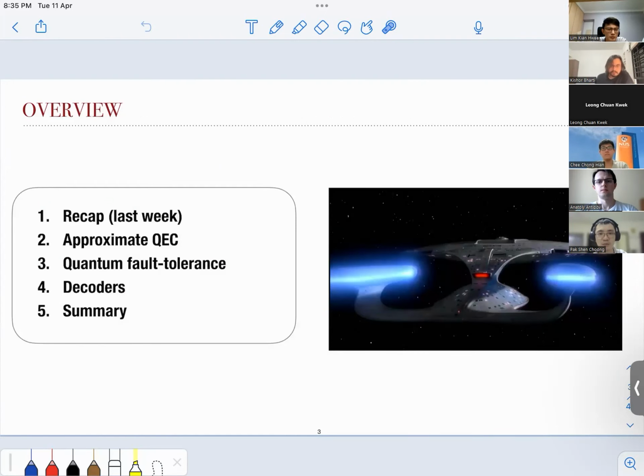As always, I will first recap what happened last week. Then very briefly, I will talk about this notion of approximate quantum error correction. So far we have been talking about quantum error correction, and what does it mean to do approximate quantum error correction. Then quantum fault tolerance, this I will cover in detail. Decoders I will cover slightly, and next week I will continue talking about decoders. And then I will summarize.